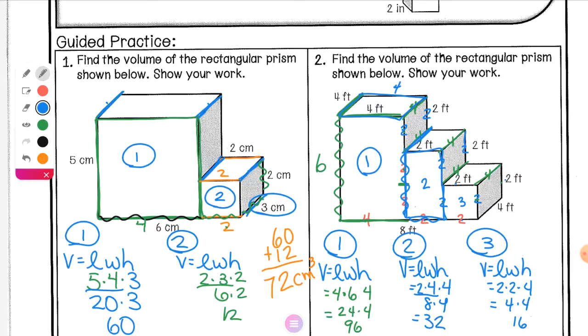Is that my final answer? No. What do I have to do? Add them. I'm going to come up here because I'm out of space. 96, 32, 16, 154, right? 12, 13, 14, 10. Oh yeah, 10 plus 4 is 14, sorry. Feet cubed, that's a 4. 144 cubic feet. What? That's okay.